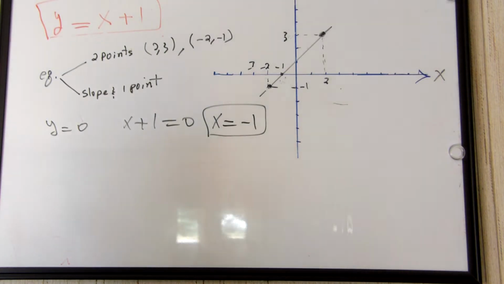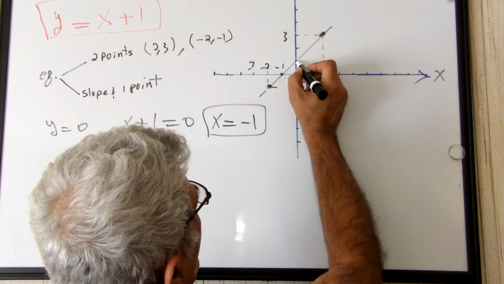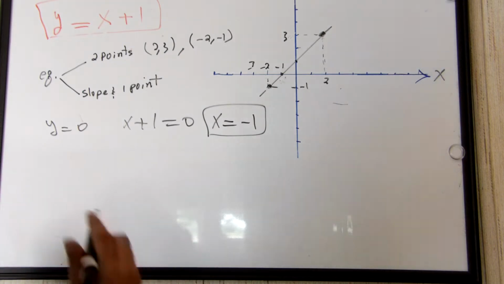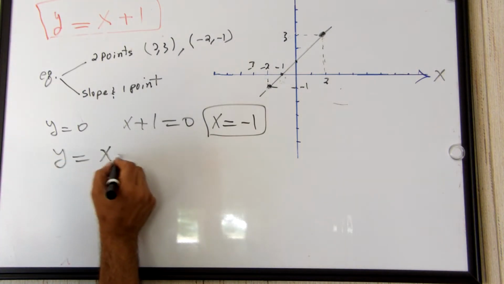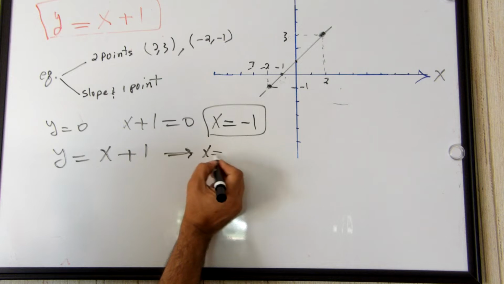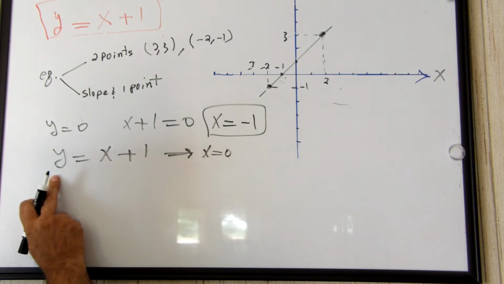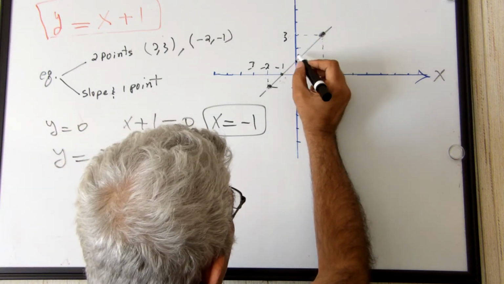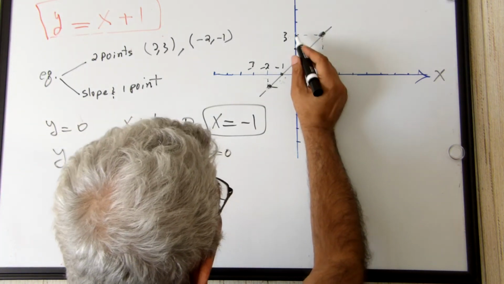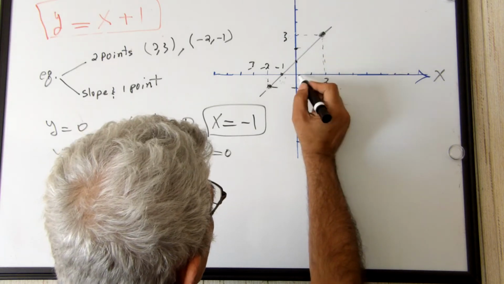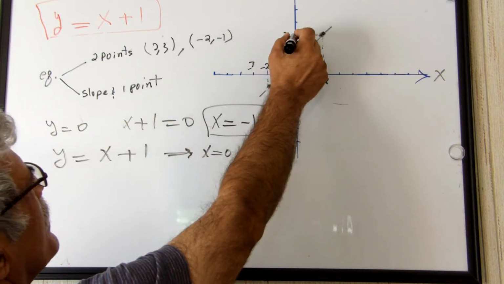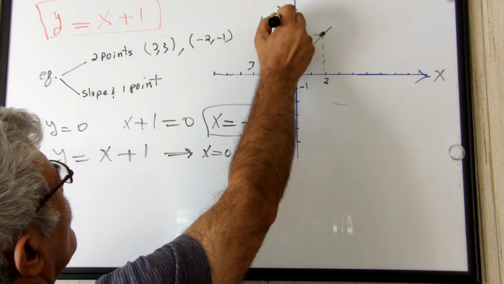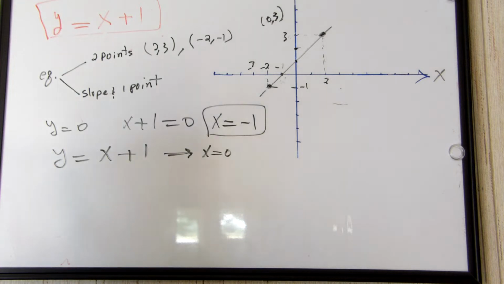And sometimes you want to know where it intercepts the y-axis. For the y-intercept in this equation, x is going to be 0. If x is 0, it gives you y. Here, y is 2 when x is 0, or here, x is 0 and y is 3.